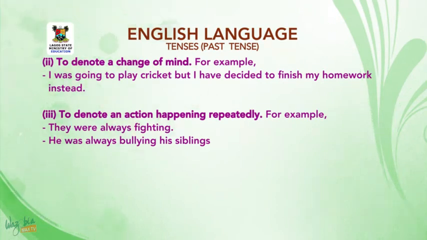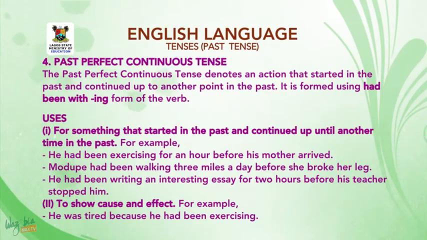Now let's go for the last type, which is called the past perfect continuous tense. The past perfect continuous tense denotes an action that started in the past and continued up to another point in the past. It is formed using had been with ing form of the verb.